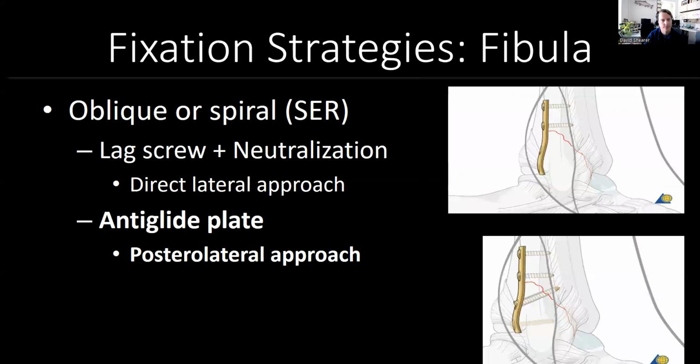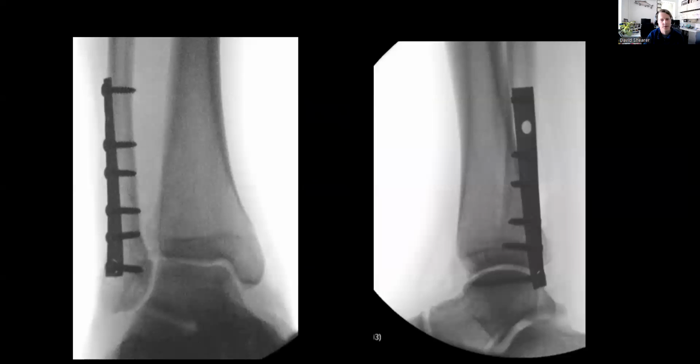The other technique is called the anti-glide plate, or it's really a form of buttress plating, I would argue. And this goes in through a posterior lateral approach. So it's a similar incision, but shifted just along the posterior border of the fibula typically. And the plate is applied along the posterior lateral aspect of the fibula. This is another example.